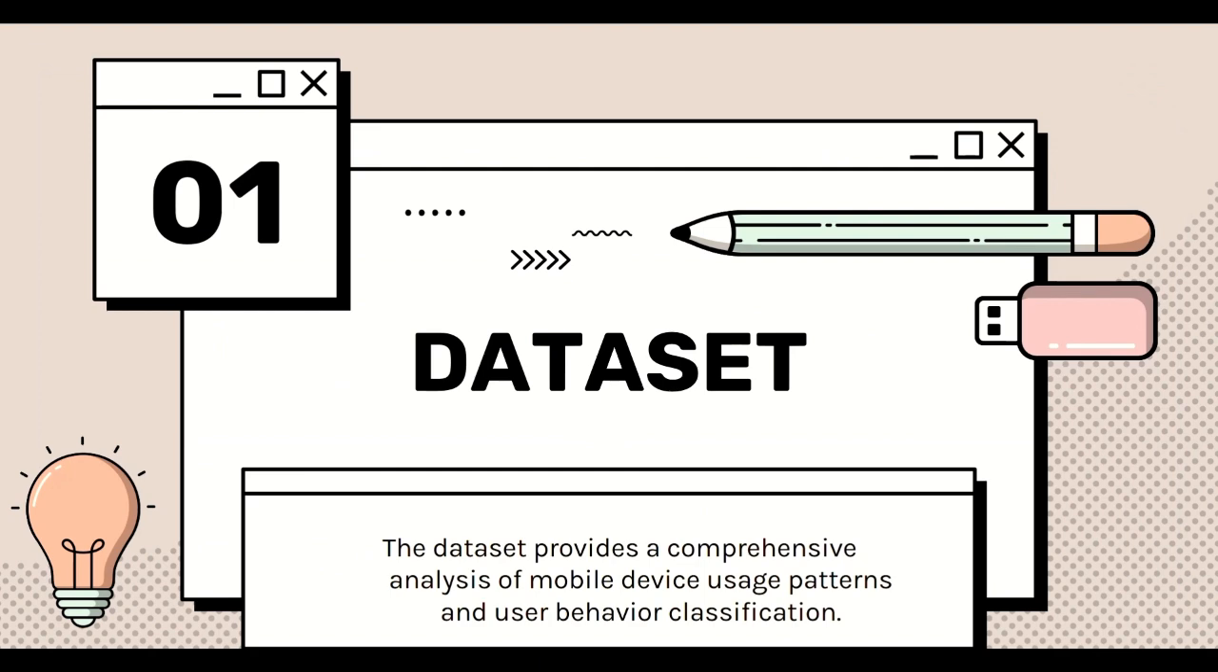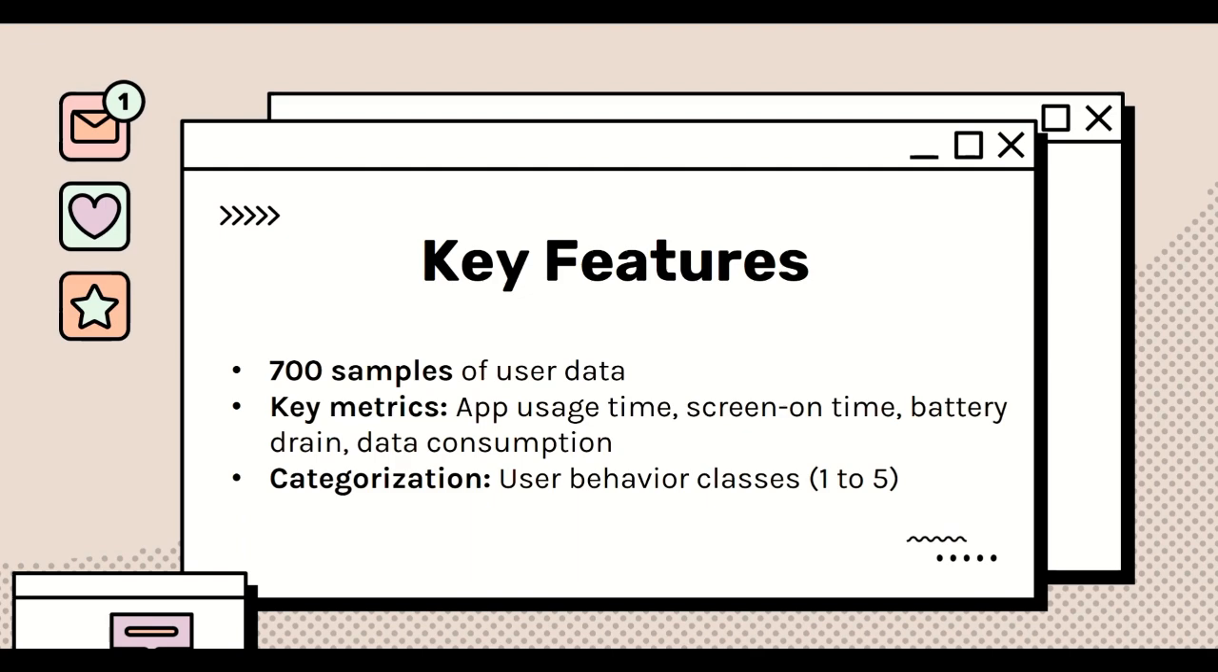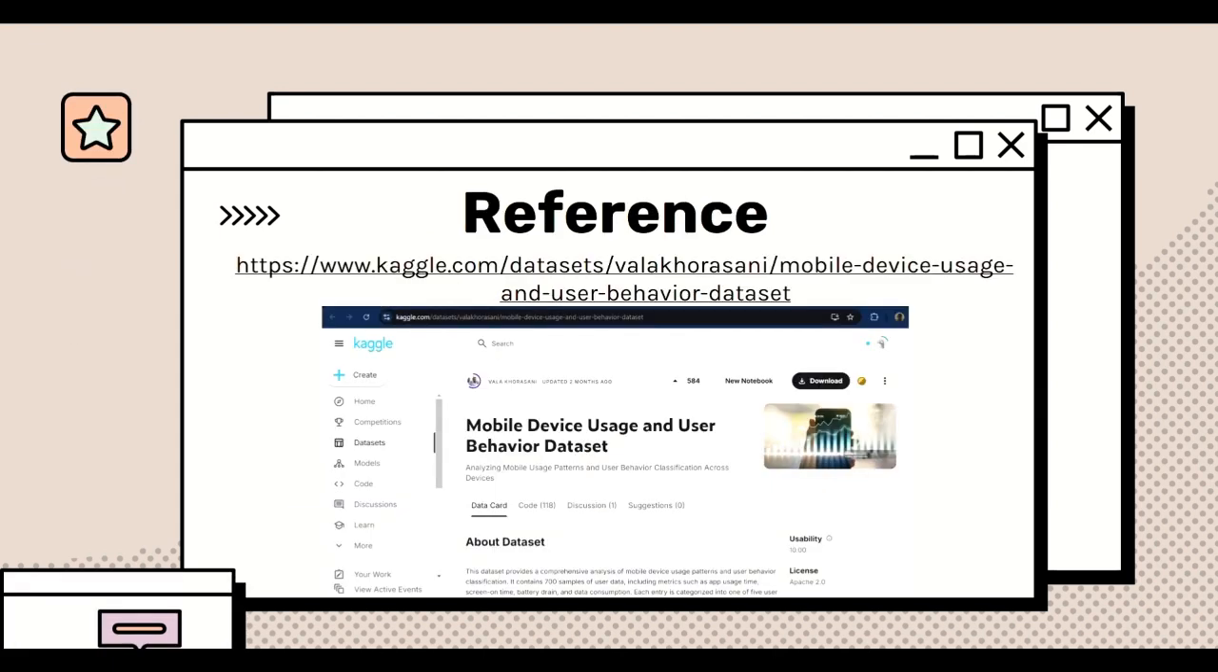The dataset. The dataset provides a comprehensive analysis of mobile device usage patterns and user behavior classification. The dataset contains 700 samples of user data, and its key columns include app usage time, screen on time, battery drain, and data consumption. The user data is categorized into user behavior classes from 1 to 5 based on the usage patterns of the users. Here is the dataset and its reference.